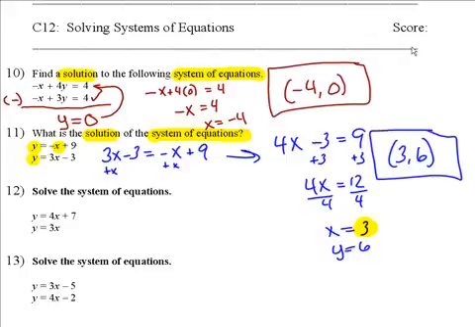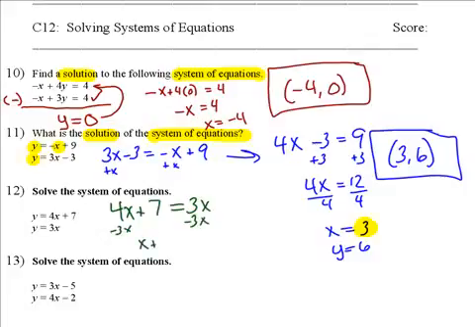Set up number 12 for me. How would we get started? I've got y equals 4x plus 7 and y equals 3x. How would we get started? 4x plus 7 equals 3x? Great start. Let's subtract 3x from both sides.